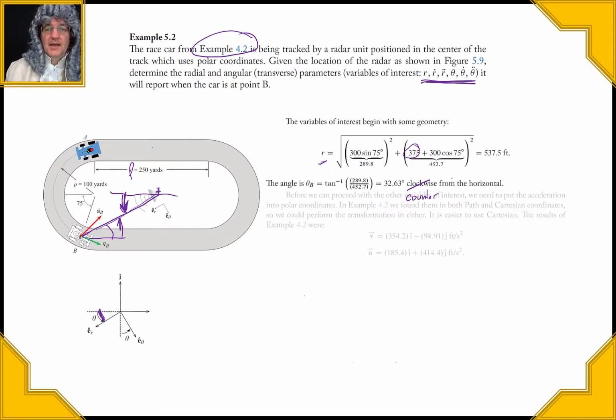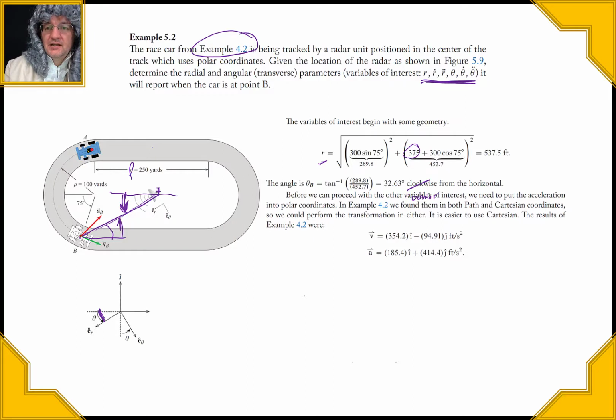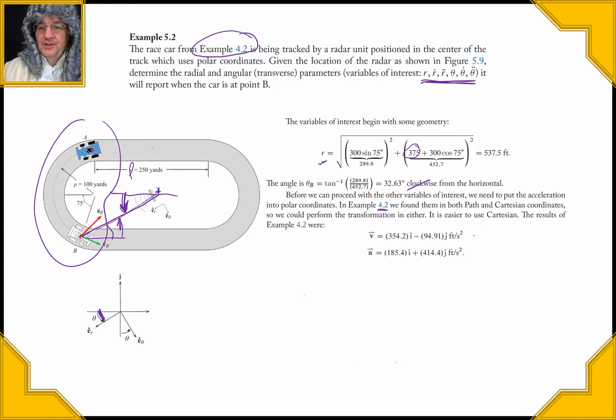Okay. And before we can proceed, with the other variables of interest, we need to put the acceleration into polar coordinates. Example 4.2 is the one we did in the previous class, where we only looked at this portion of the thing. We found them in path coordinates, and then we transformed them into Cartesian. It's easier to use the Cartesian now, and then turn them into polar. But we could have gone from path straight to polar. We didn't have to go the intermediate route.